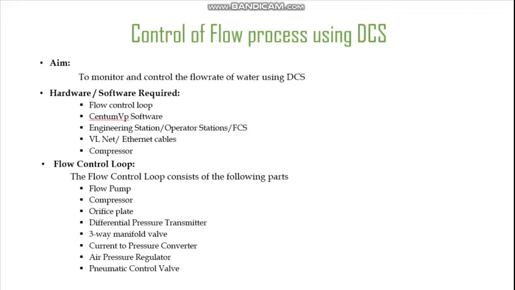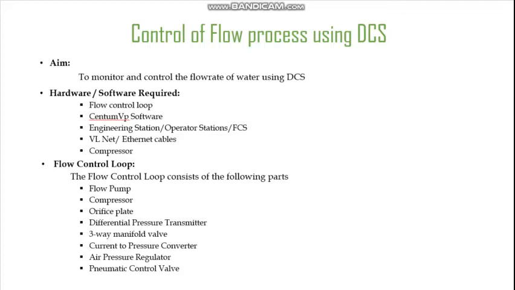The aim of this experiment is to monitor and control the flow rate of water using DCS, and the components required are flow control loop setup, Centum BP software, that is the DCS platform, and next is the engineering station, operating station and field control station, and communication systems, and the compressor unit.